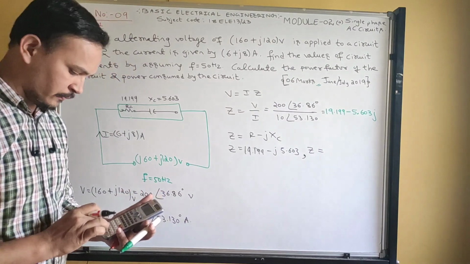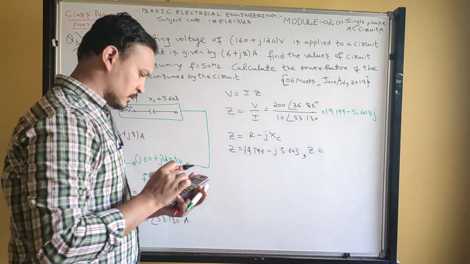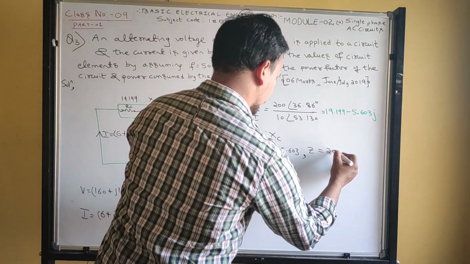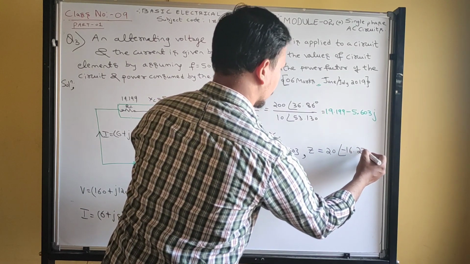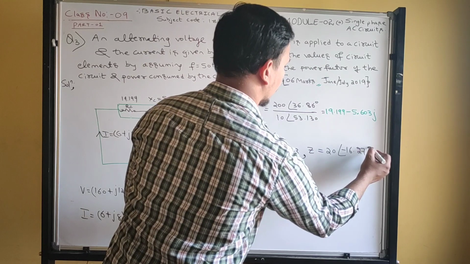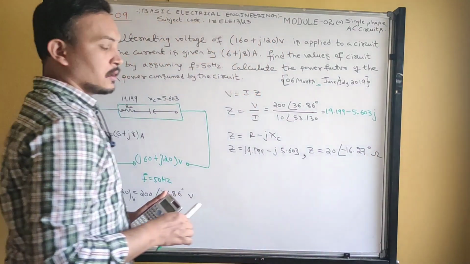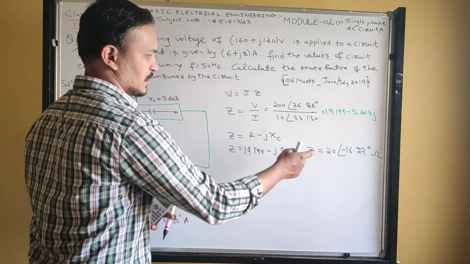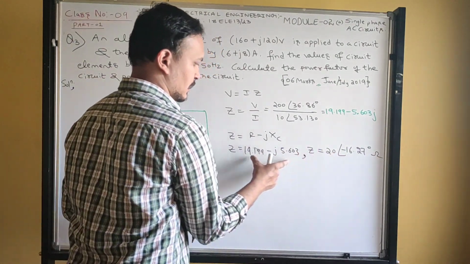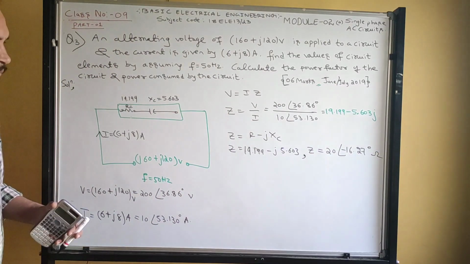Now convert this impedance into polar form. Converting into polar form, we get magnitude 20 at an angle of minus 16.27 degrees ohms. This is in polar form. Both are correct: this is the rectangular form and that one is the polar form.